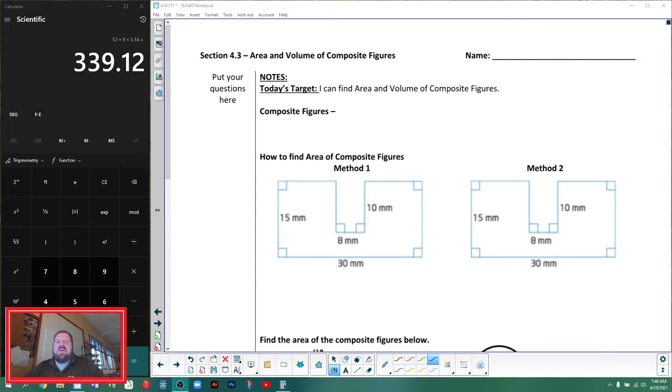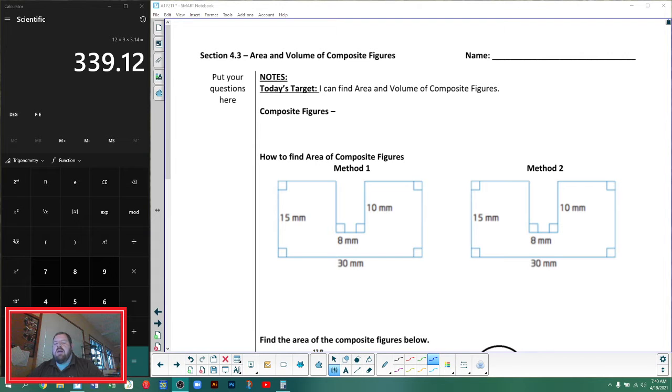Hello and welcome to the Section 4.3 lecture today for Algebra 1 Part 2. I just want to go over some of these problems and look at something that's a little bit special when it comes to geometric measurements.